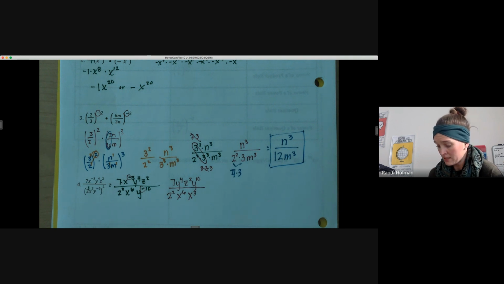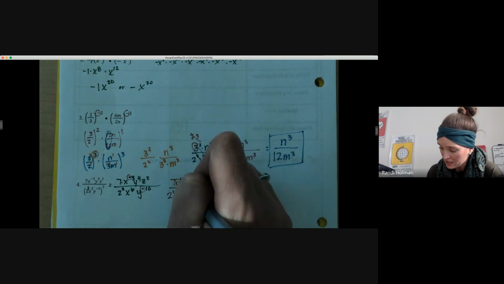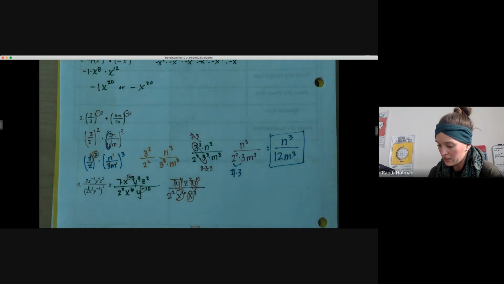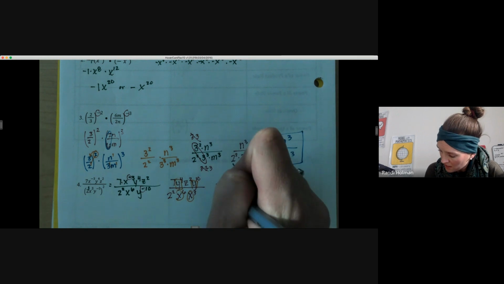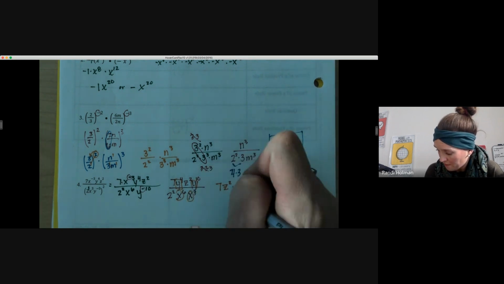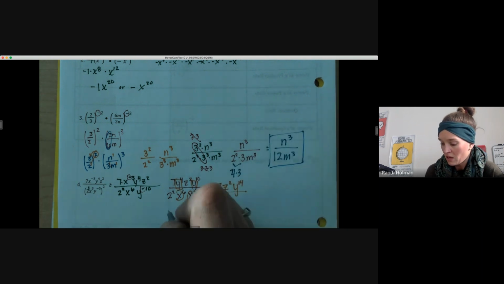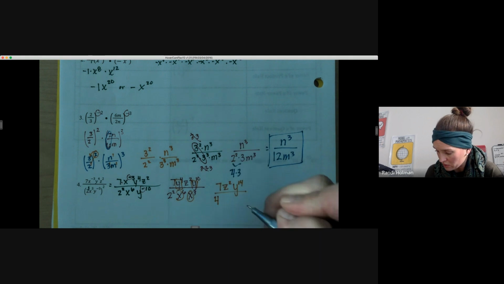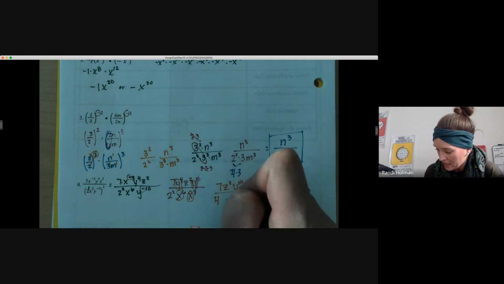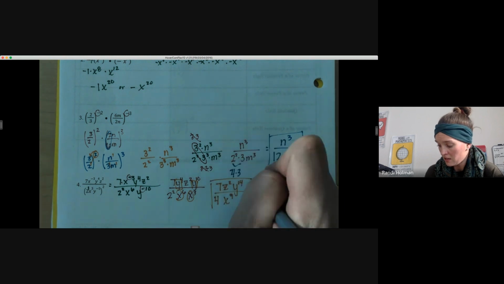Hey, what else is not simplified? I have y's and x's that are like bases. So let's deal with those. 7z squared, 4, 10, 14 factors of y. 2 squared, I'm just going to do that now too, is 4. 6, 9. Okay, and that is all we can do there.